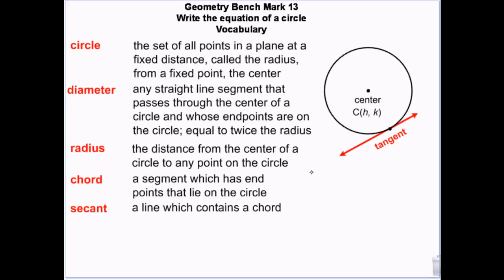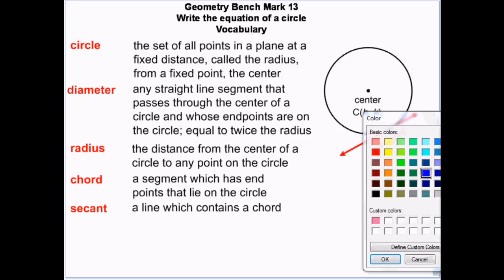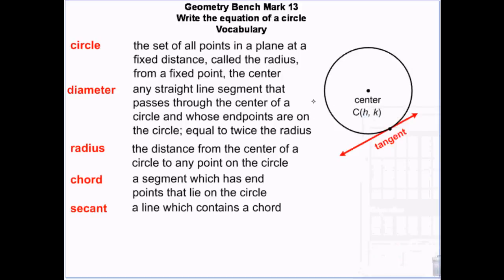Then we have a secant. A secant is a line. So if I draw, let me do purple for secant, if I draw a line, this part on the inside is a chord. And the line, the purple line, is the secant. So any line that contains a chord is a secant. So any line basically that pierces a circle and actually goes through the circle is a secant line.